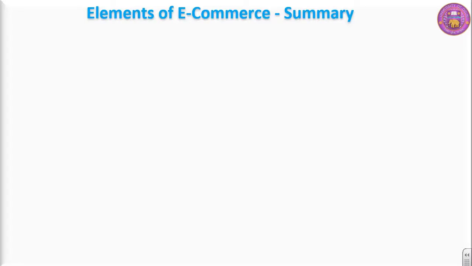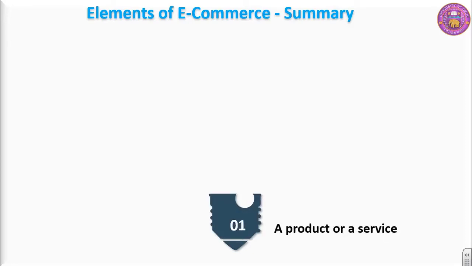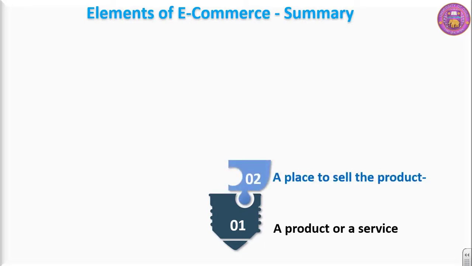Now let us talk about the summary of elements of e-commerce. First, we need to have a product or service which we intend to sell through a website. Second, we must have a place to sell the product. In our case, the place is a website.